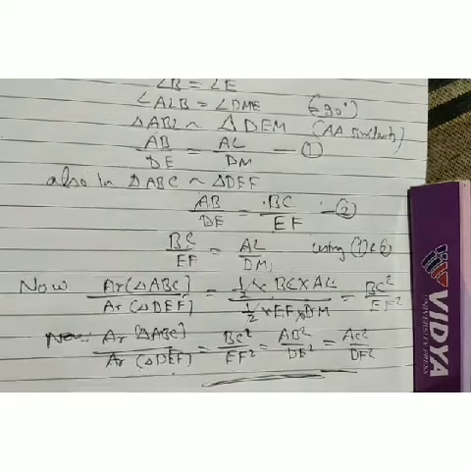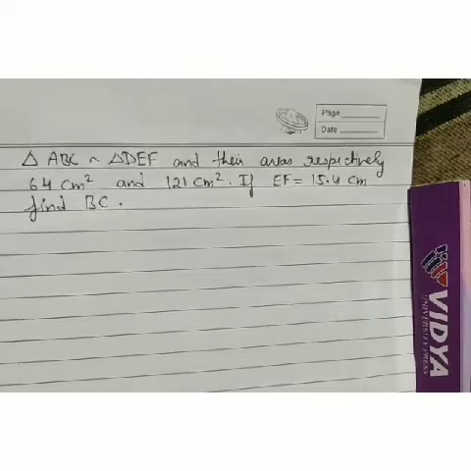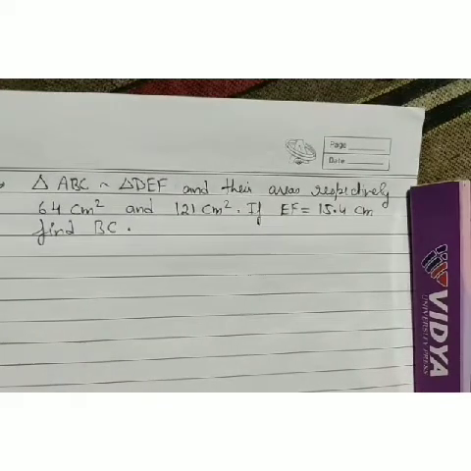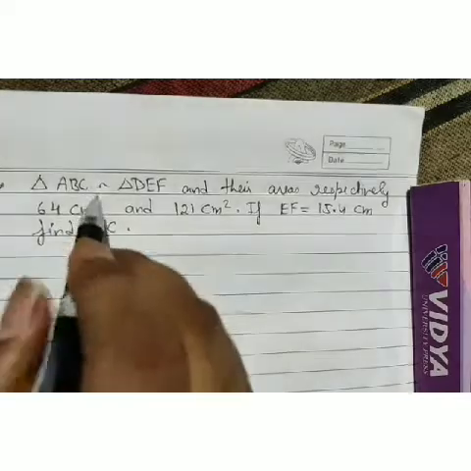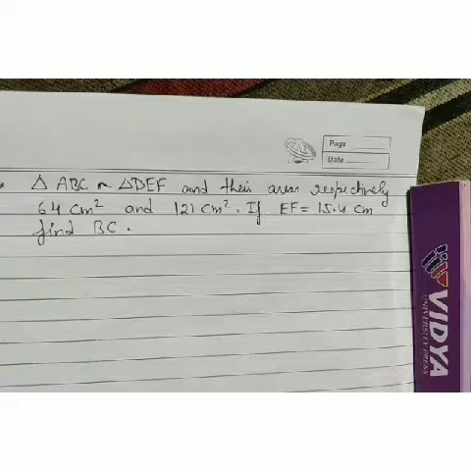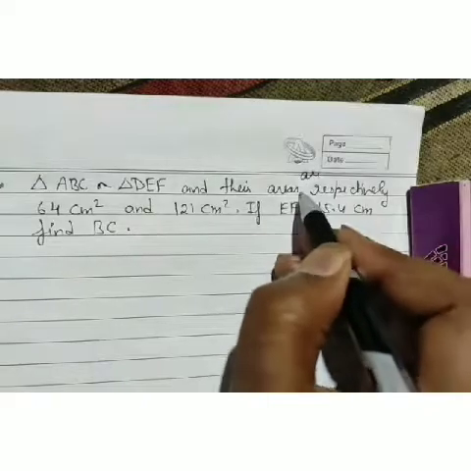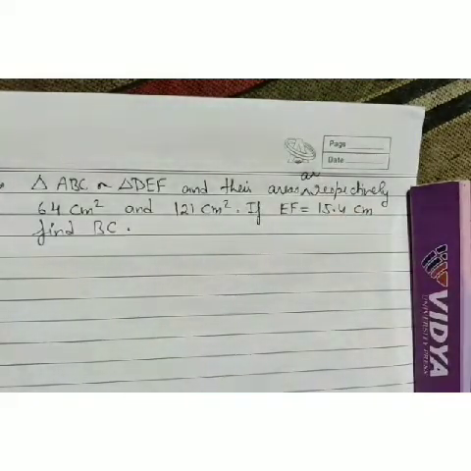Now we are going to solve one of the basic problems based on this theorem. Now look, what are we given there? We have triangle ABC and triangle DEF. In the question we are given triangle ABC similar to triangle DEF and their areas are respectively 64 centimeter square and 121 centimeter square. If EF is 15.4, find BC.